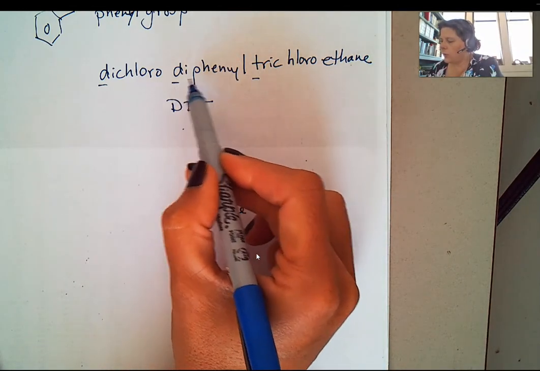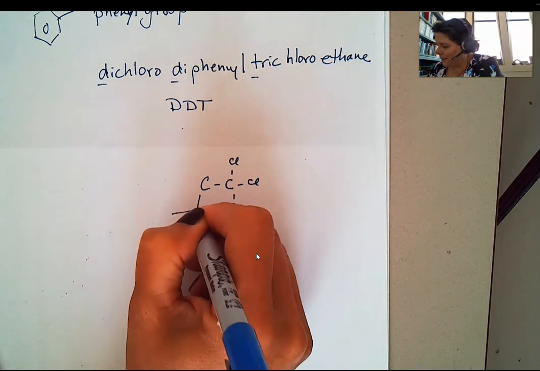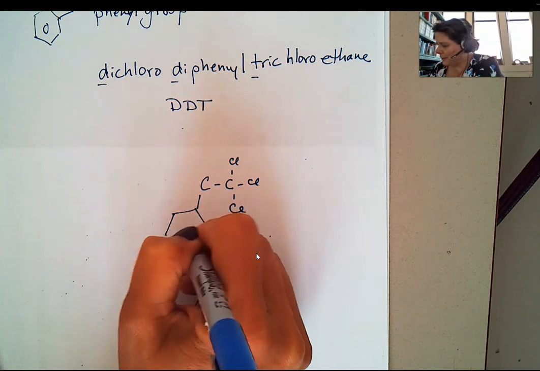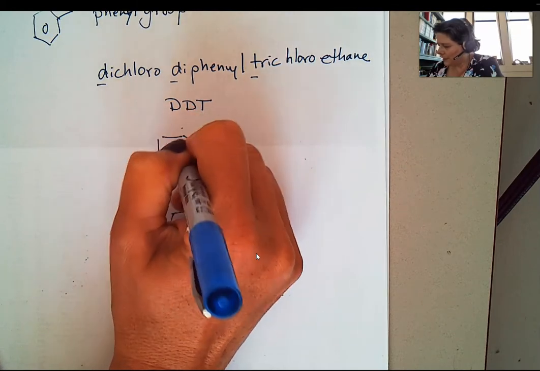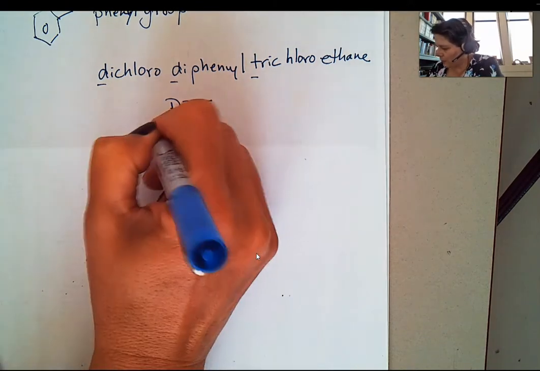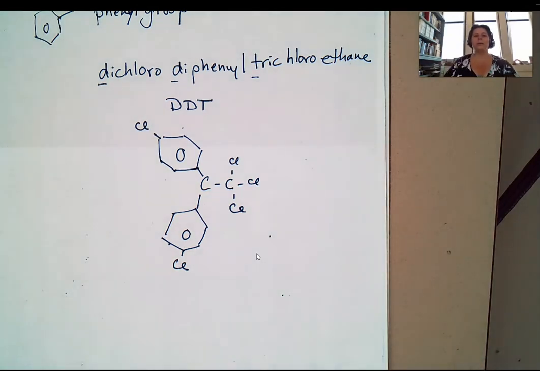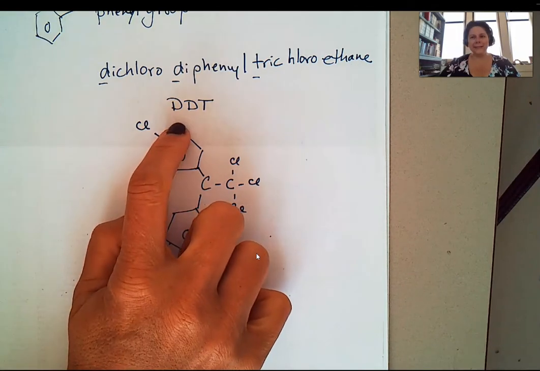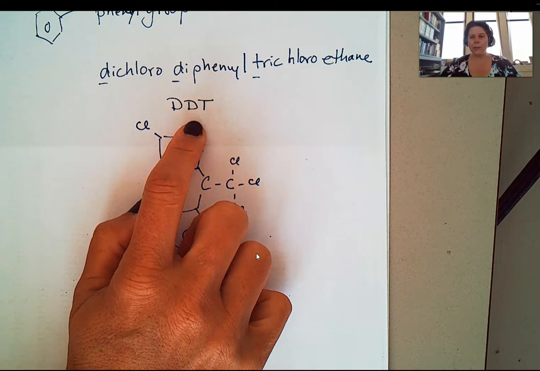Then we have 2 phenyl groups connected onto it. So this other carbon here has a phenyl group connected to it, and then it has another phenyl group connected to it. And then there's 2 chloro groups connected onto that. So chloro over here and chloro over here. So that is dichloro, diphenyl, trichloroethane, but DDT. So DDT, you guys will be talking more about it when we talk about pesticides.